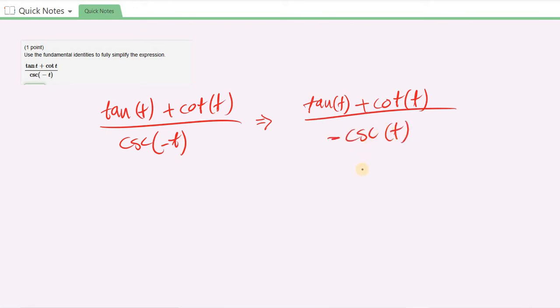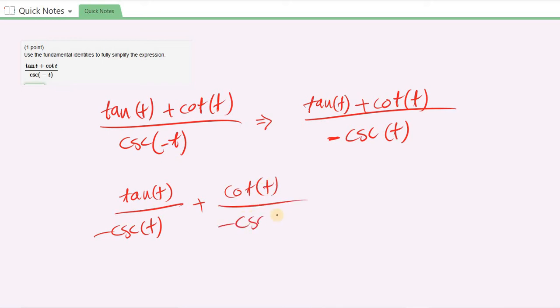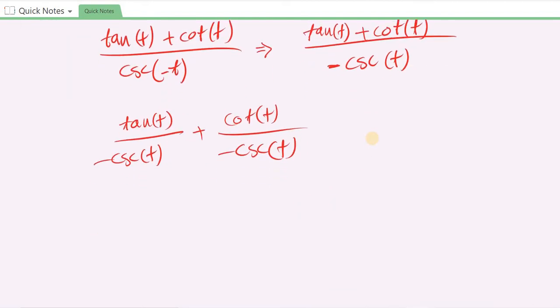Because cosecant is basically 1 over sine, so sine is an odd function, the negative comes out. Next, I'm going to split the fraction into 2. So I will say tangent t divided by negative cosecant t plus cotangent t divided by negative cosecant t. I know that tangent is sine over cosine, so I can simplify each one of these individually.